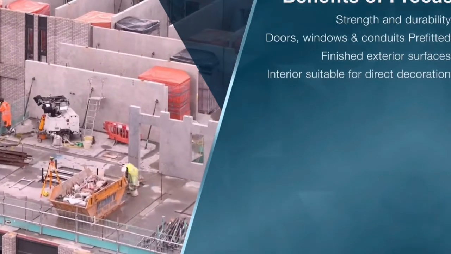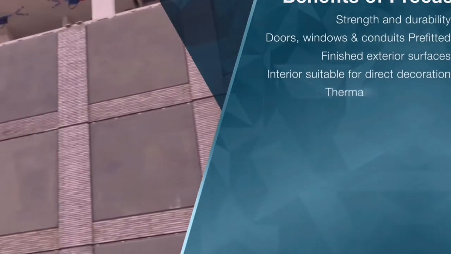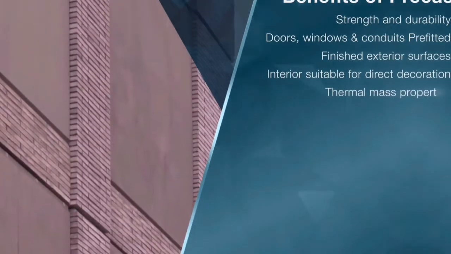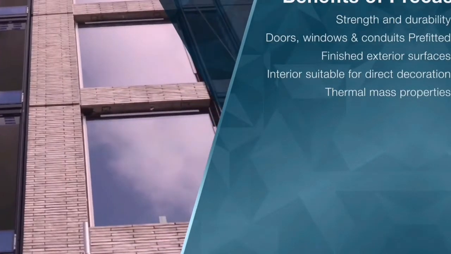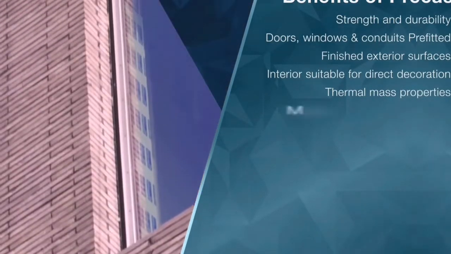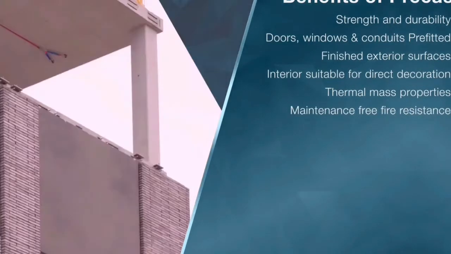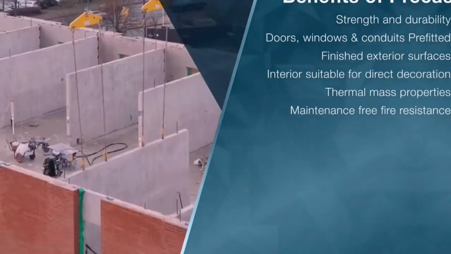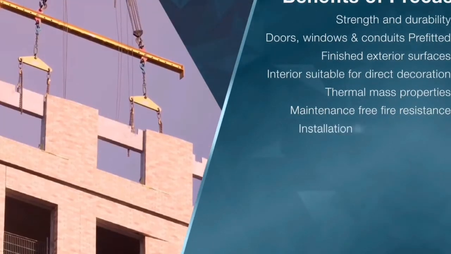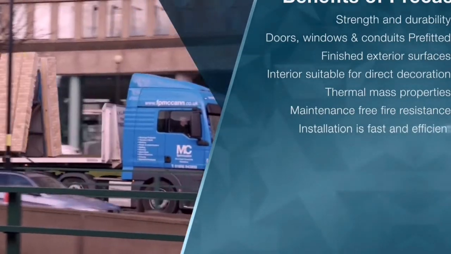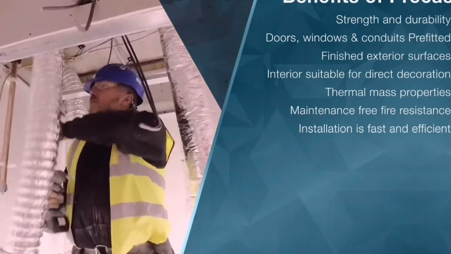The units also have a finished exterior and interior surface, suitable for direct decoration, which eliminates the need for dry-lined walls and suspended ceilings. The thermal mass property of the exposed concrete enables it to absorb, store, and later radiate heat. Daytime temperature can be reduced by up to 5 degrees. Precast reinforced concrete is inherently fire resistant, eliminating the need for site-applied fire protection and subsequent maintenance.